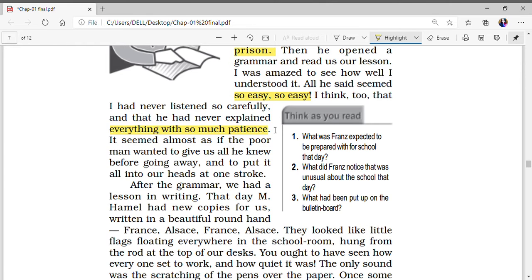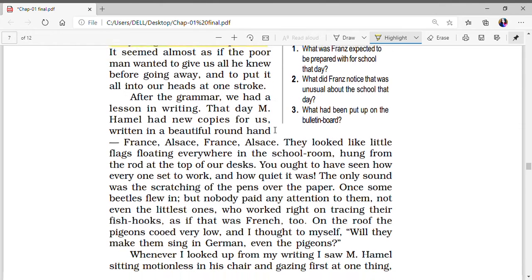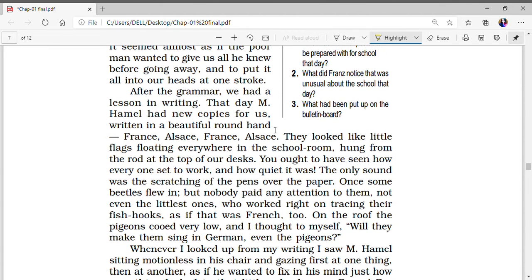It seemed almost as if the poor man wanted to give us all he knew before going away, and to put it all into our heads at one stroke. So he so desperately wanted each of the children to just grasp as much as he could in this particular period about the French language. You know, he just didn't want to miss it at any cost.